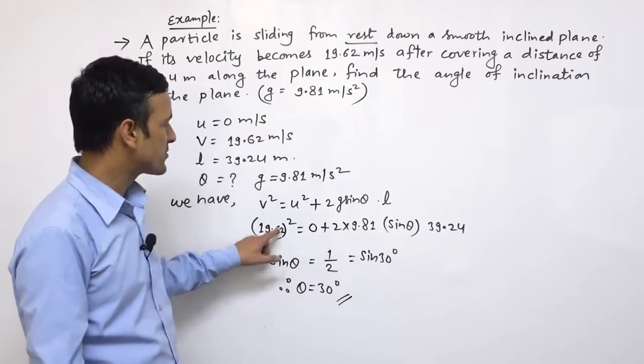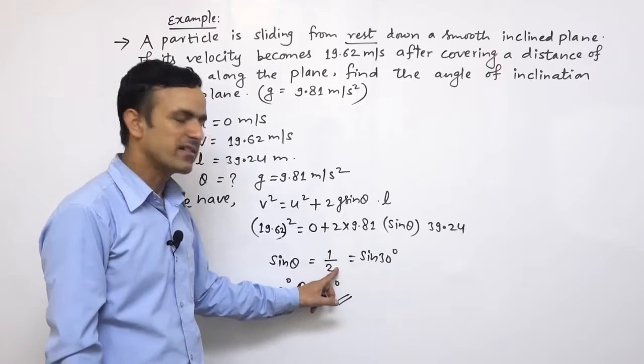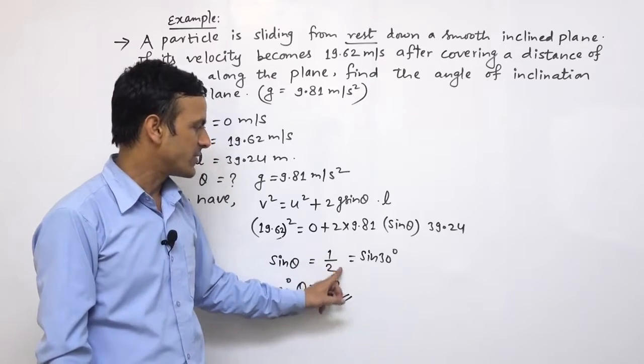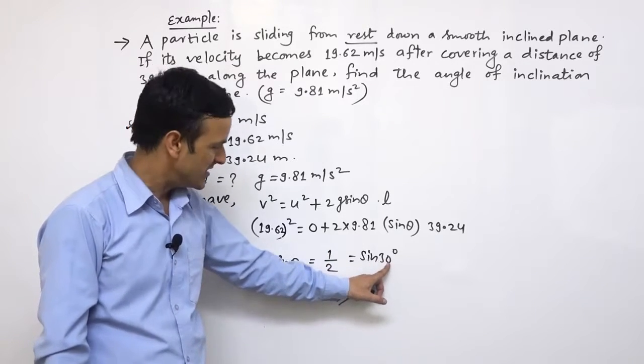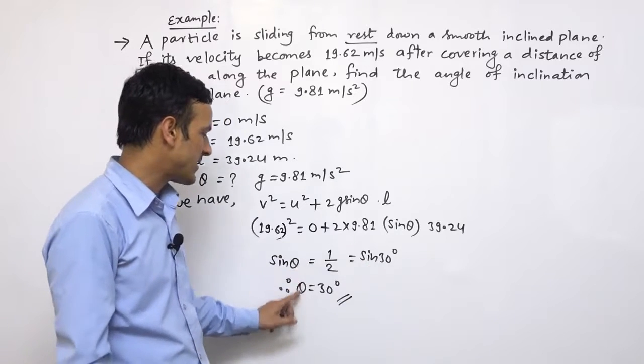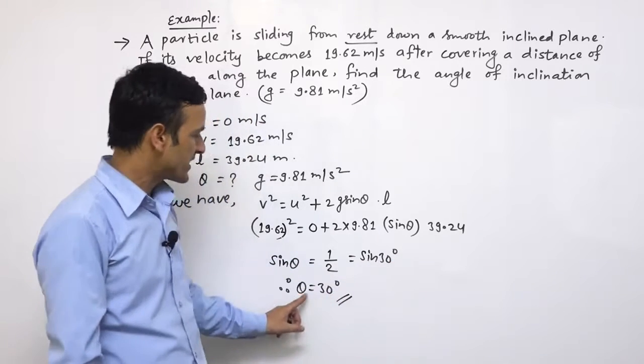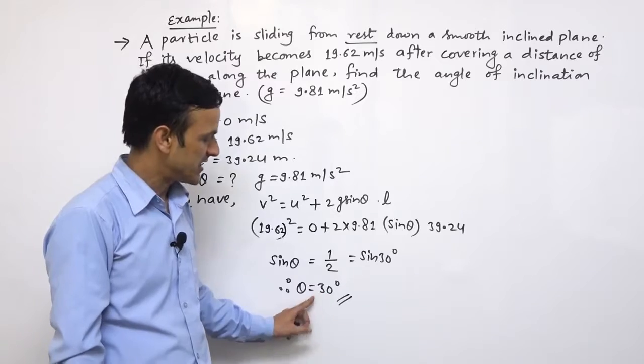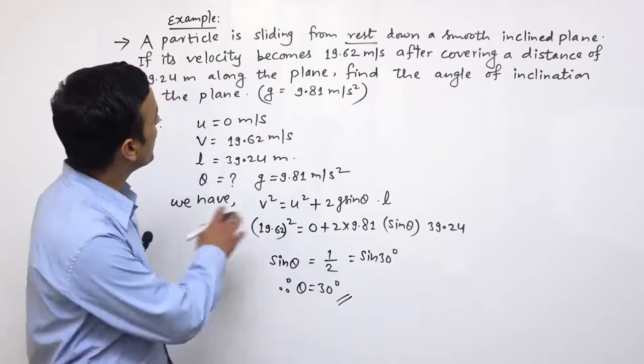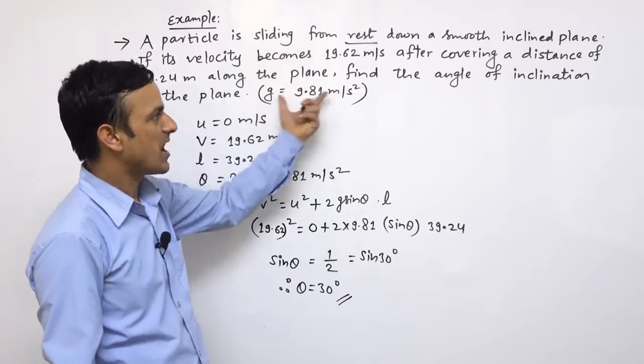So solve it using a calculator. We get the final answer is 1 by 2. And 1 by 2 means it is the value of sin 30. And here is sin also. So we can compare, and theta is 30 degree. So theta is 30. So in this way, we can solve it according to our question.